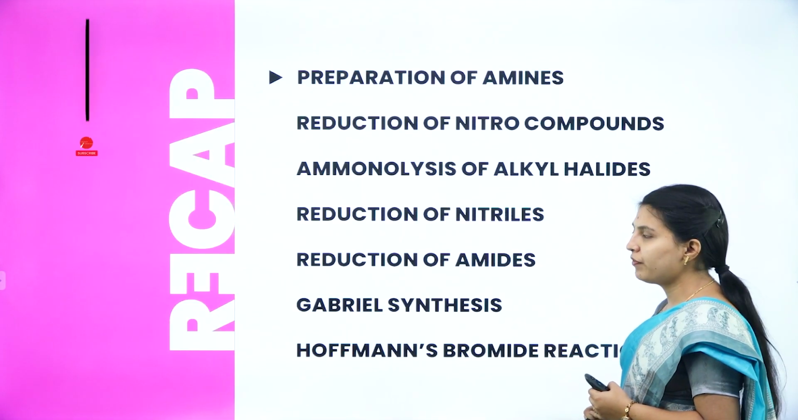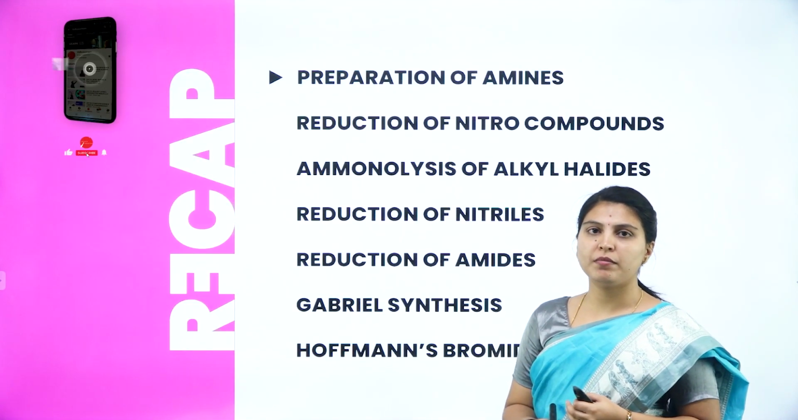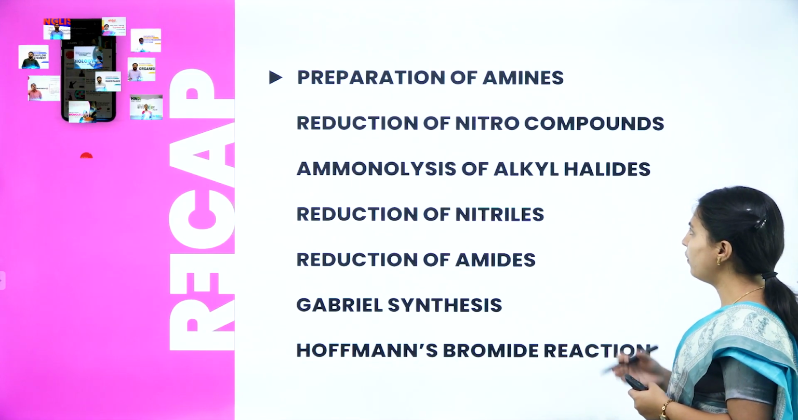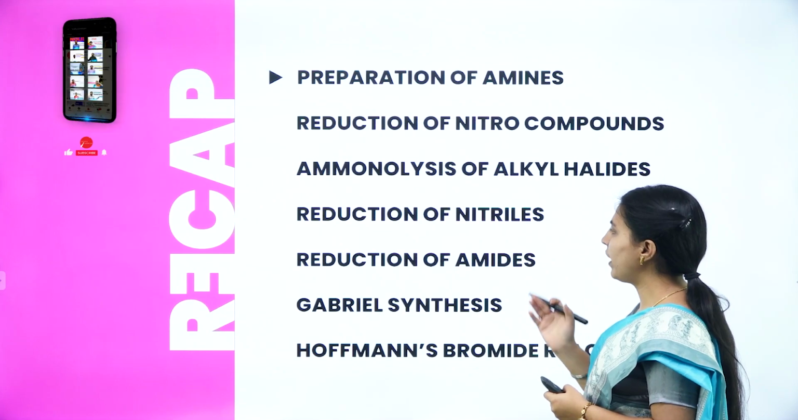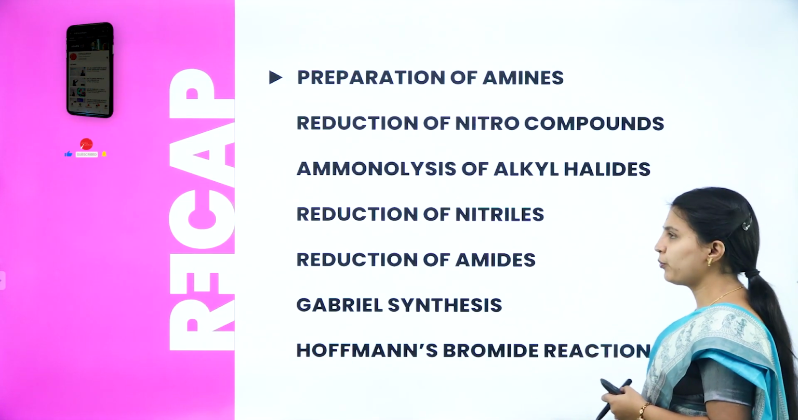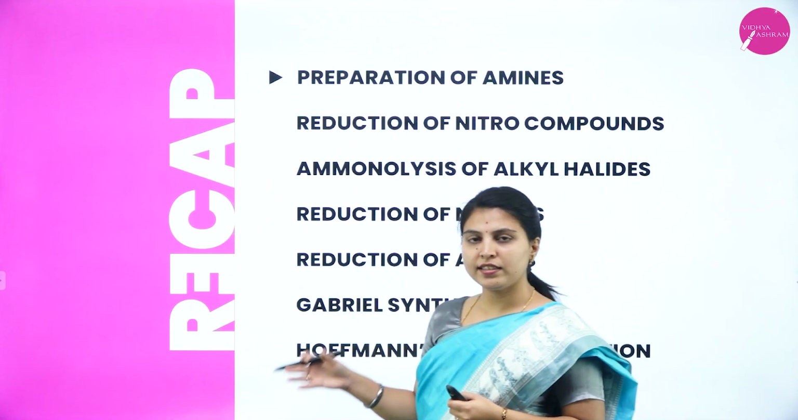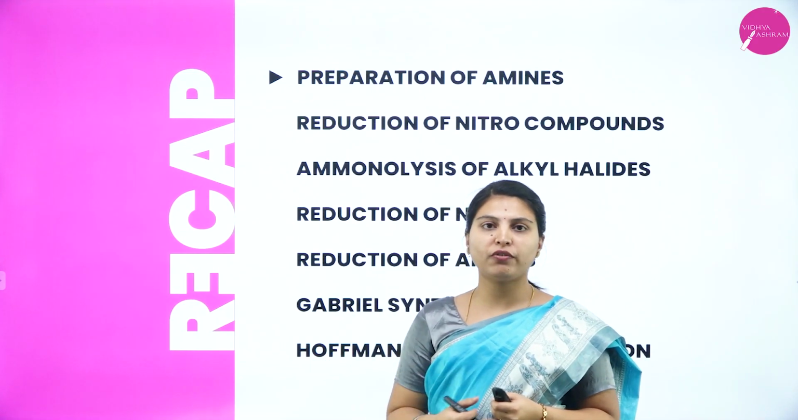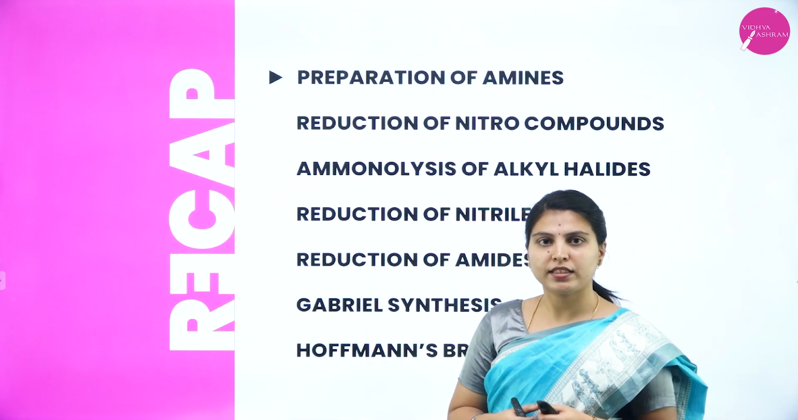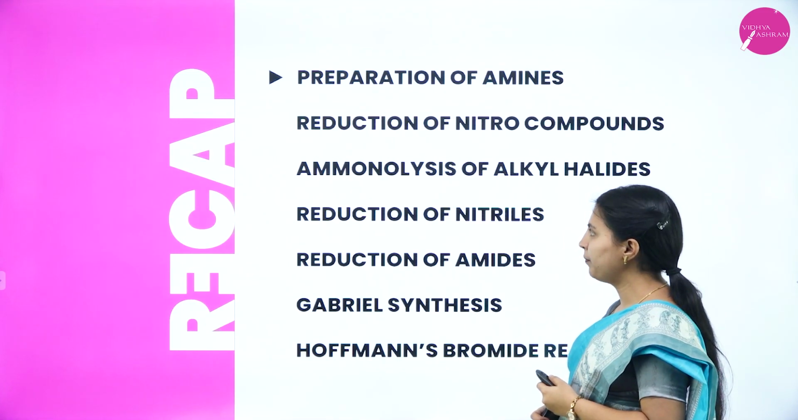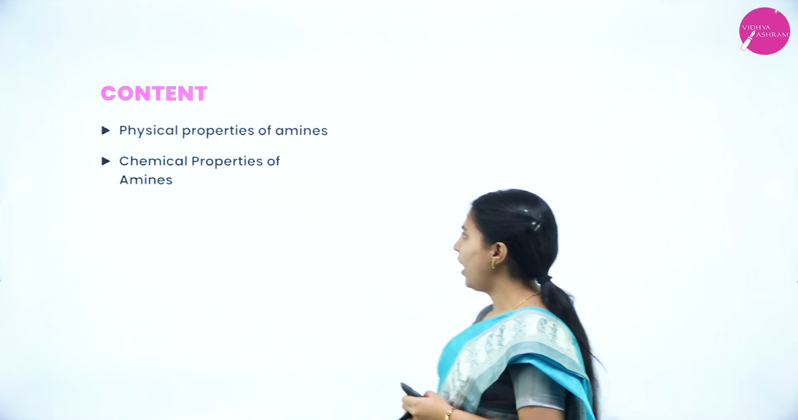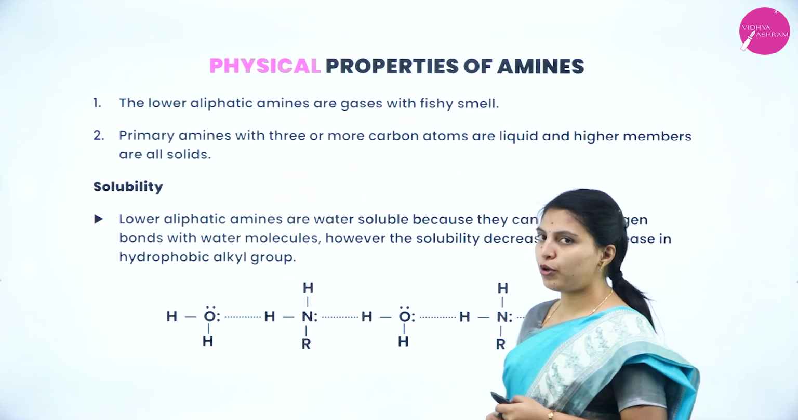In the previous session, we discussed the preparation of amines by reduction of nitro compounds, ammonolysis of alkyl halides, reduction of nitriles, reduction of amides, Gabriel synthesis, and Hoffmann's bromamide reaction. In these kinds of reactions, the preparation of amines can be explained. This is what we discussed in the previous session. In the current session, we will discuss the physical and chemical properties of amines. First, we will see the physical properties of amines.